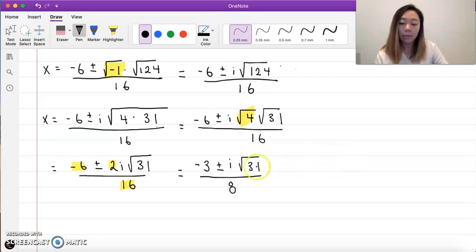Okay, and then from here, I don't see anything else that can be divided. 3 and 8 cannot be divided. 31 cannot be simplified. So we've simplified everything as much as we can, so we are finished. So here, this is our final answer. So I'm going to go ahead and box it. Now we are finished, okay?